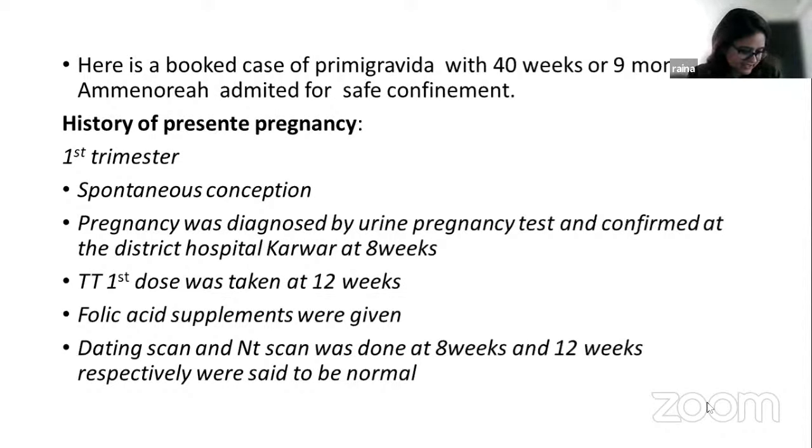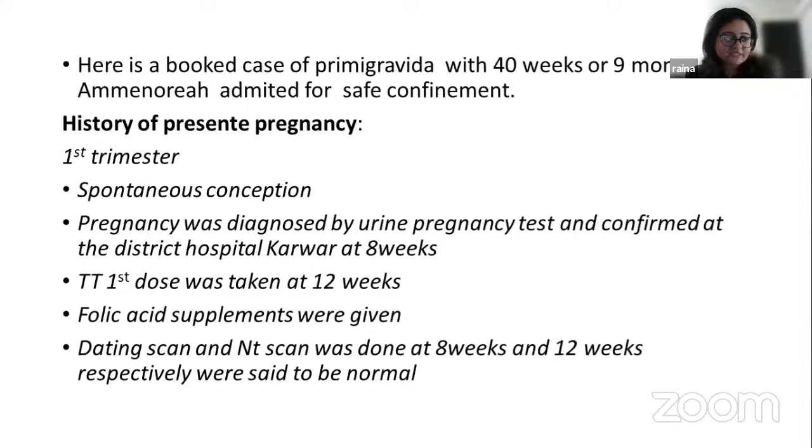But what is an NT scan? NT stands for nuchal translucency. Okay, what is nuchal? Nuchal means the neck. Translucency means the tissue at the back of the neck that is measured of the fetus. What will that tell us? Why is it done? We do it routinely for detecting neural tube defects. One is neural tube defects.